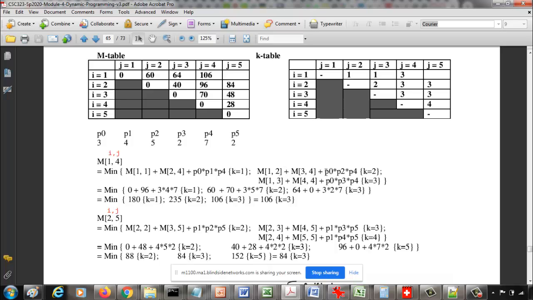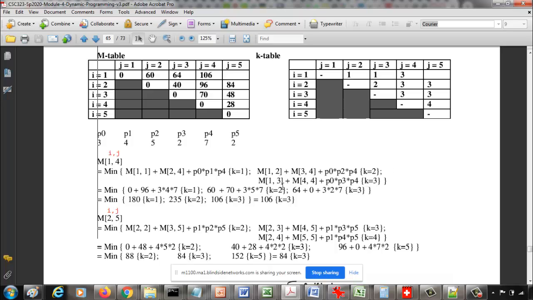We do the same thing for k equals 2. It is m of i comma k, so i is 1, so m of 1 comma 2, plus m of k plus 1 comma j, so m of 3 comma 4. Then p0 times p4 times, in between, p2, because k is 2. So m of 1 comma 2 we got as 60, then m of 3 comma 4 we got as 70, and this is p0 times p2 times p4, which is 3 times 5 times 7. So plug in the numbers and do the math. It's 235 multiplications for k equals 2.